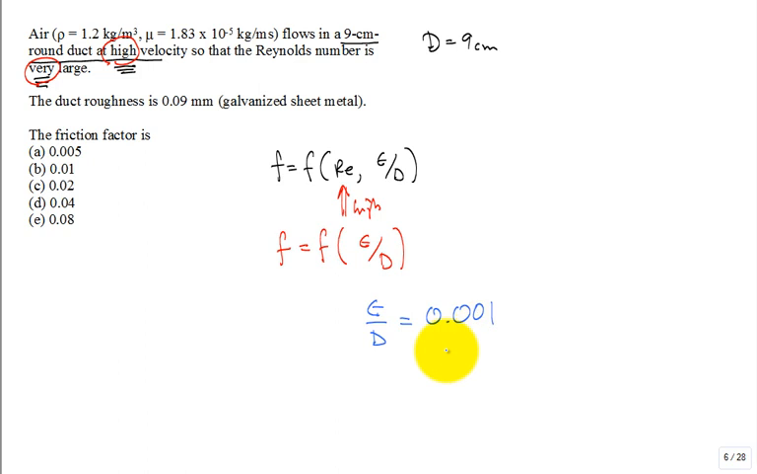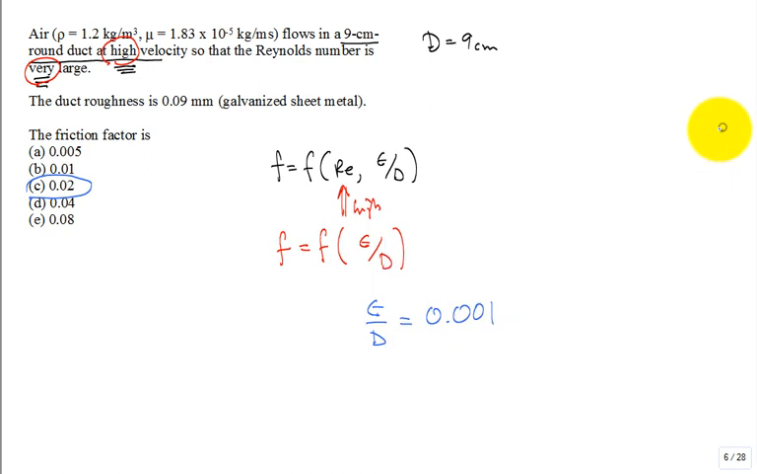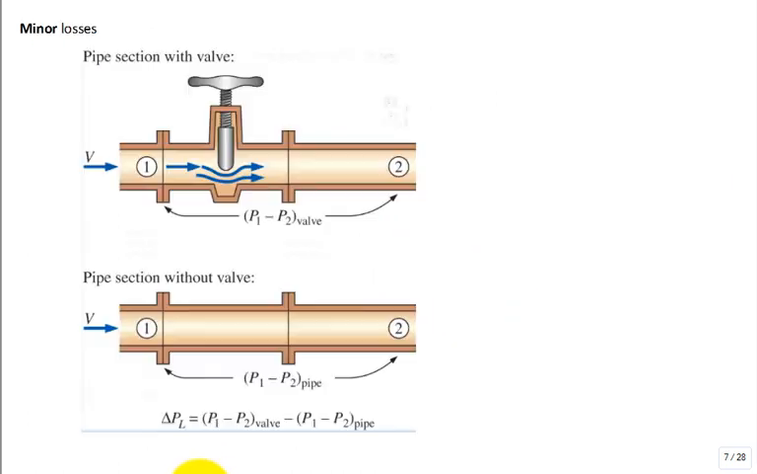0.001, correct. Then we look at the Moody diagram, and we find where that fully turbulent zone is. And then we read off a friction factor of about, correct? Look at that. Pretty good, no? All right.